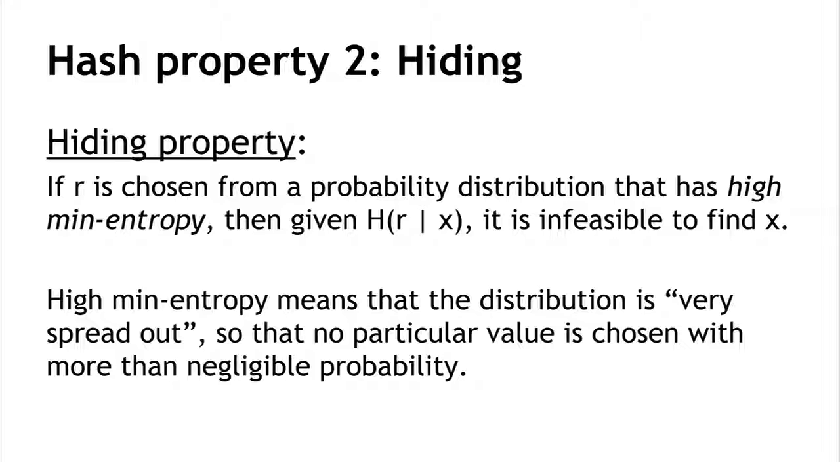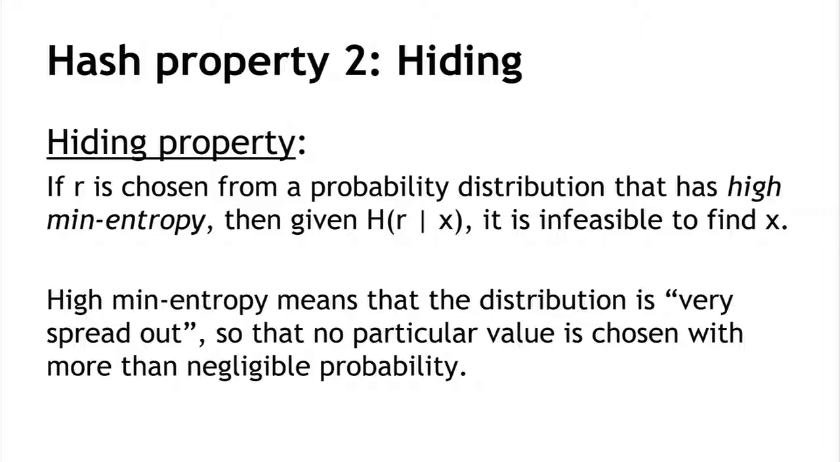The way we're going to fix this problem with a common value x, like heads and tails, is we're going to take x and concatenate it with a value r, which is chosen from a distribution that's really spread out. So H of r concatenated with x means take all the bits of r and put after them all the bits of x. What we're going to say is, given the hash of r together with x, it's infeasible to find x. Formally, if r is a random value chosen from a distribution that has high min-entropy, then given the hash of r concatenated with x, it's infeasible to find x. And what does high min-entropy mean?